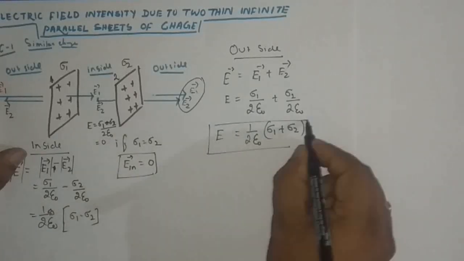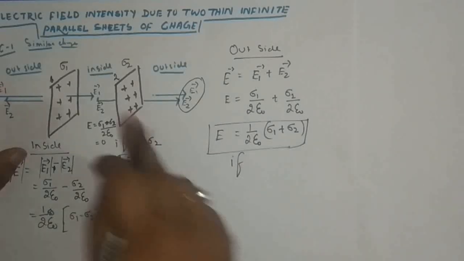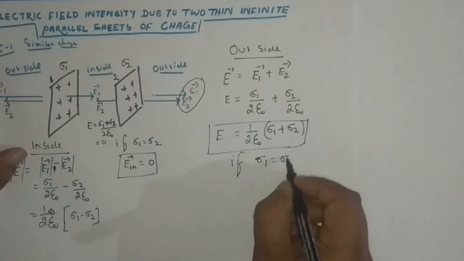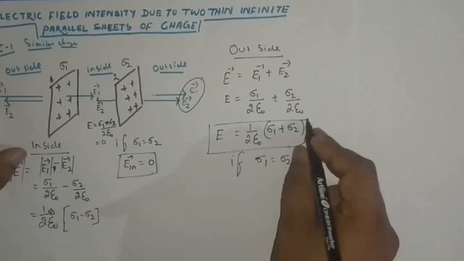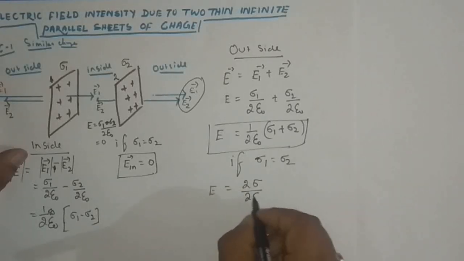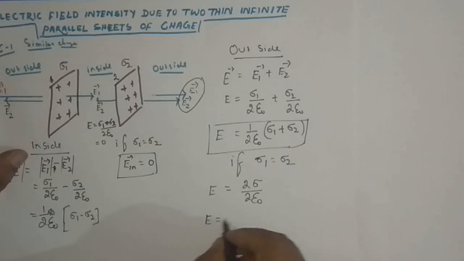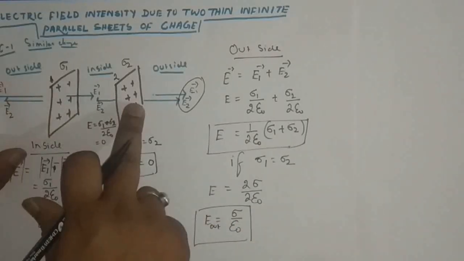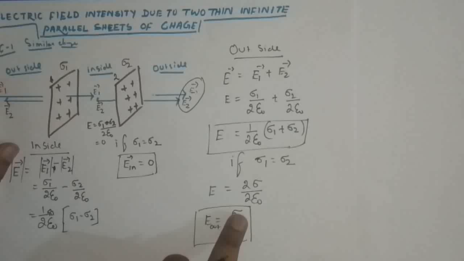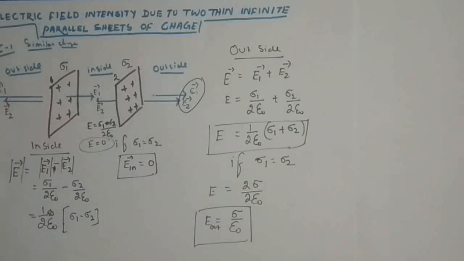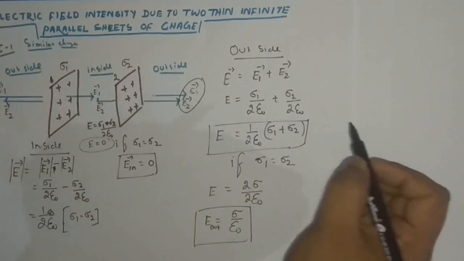My question is, if similar identical charges are there, Q1 equal to Q2 or sigma 1 equal to sigma 2, then this will be 2 sigma. So E will be equal to 2 sigma by 2 epsilon naught, or the electric field is sigma by epsilon naught. This is for the outside case. So for two similar charges, the outside electric field is sigma by epsilon naught, and the inside electric field is 0. I think it is clear.